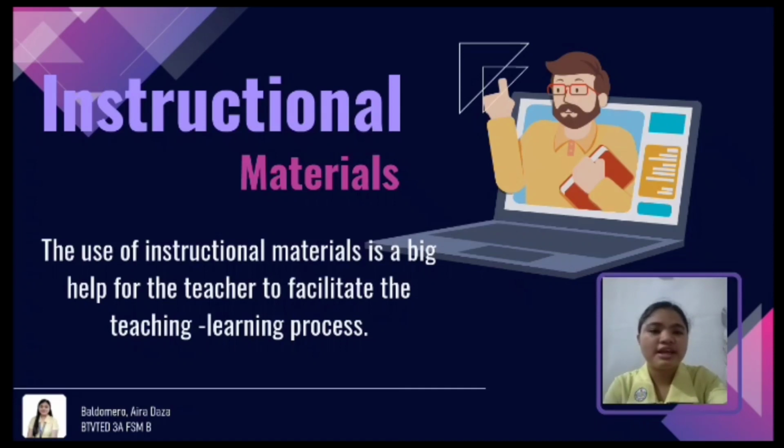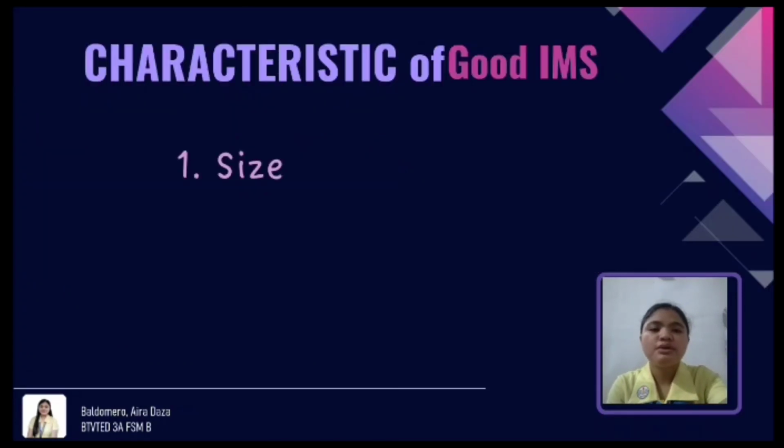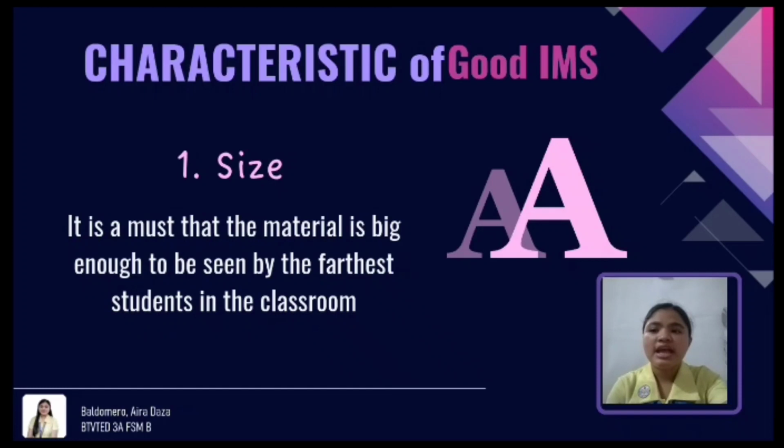So, there are 7 characteristics of good instructional materials that will help you in your teaching-learning process. Number 1 is the size. It is a must that the material is big enough to be seen by the farthest student in the classroom. Consider also the font size and the font style to be used in making instructional materials. You need to consider the students' capability to see and make your work more readable for each student.